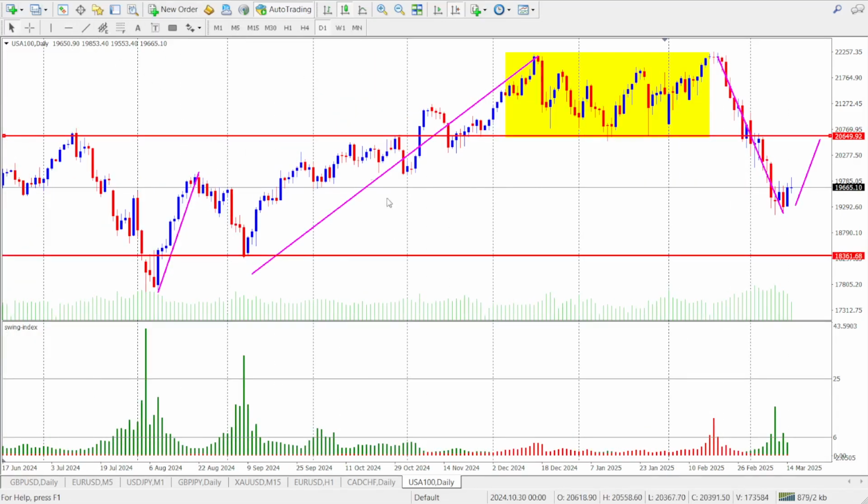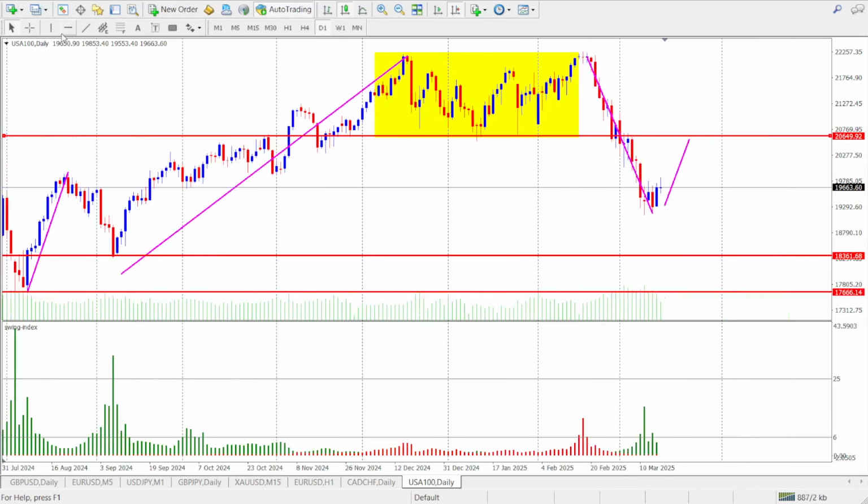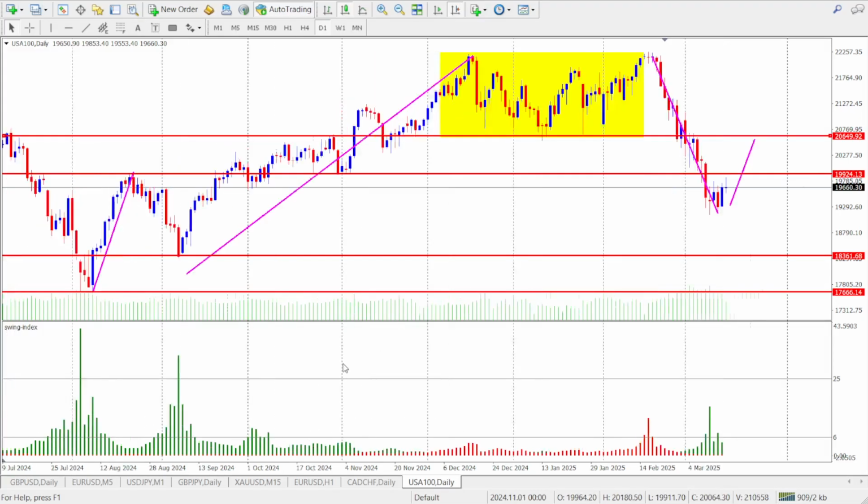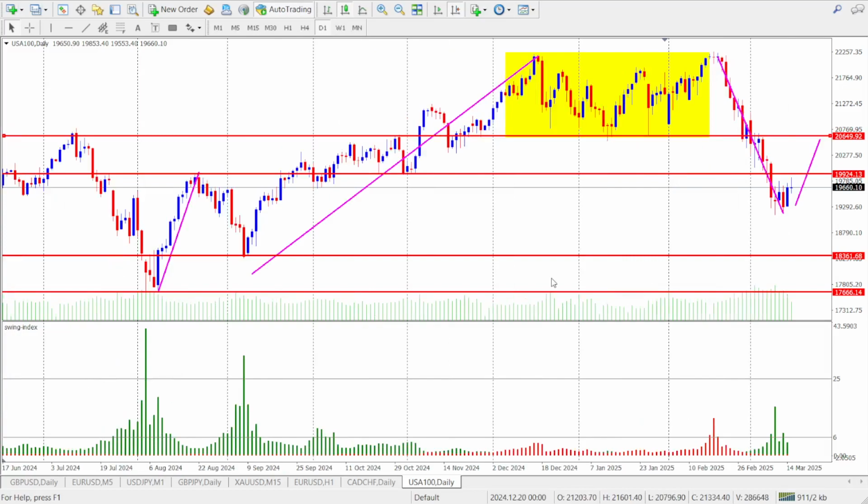Ensure you always mark possible reversal points on your chart. Those are also going to be helpful. Okay? Mark out your support and resistance zones, and then watch out for the spike in the bars of the swing index indicator. All right? The signals are quite straightforward.